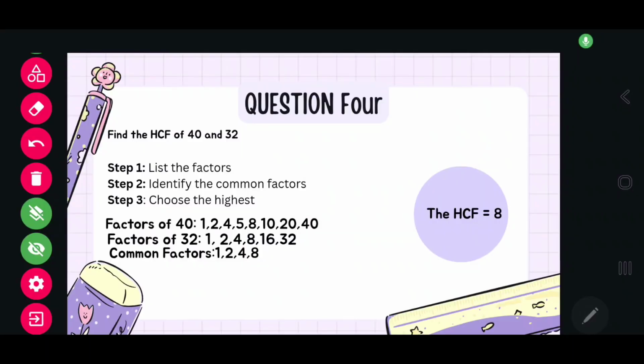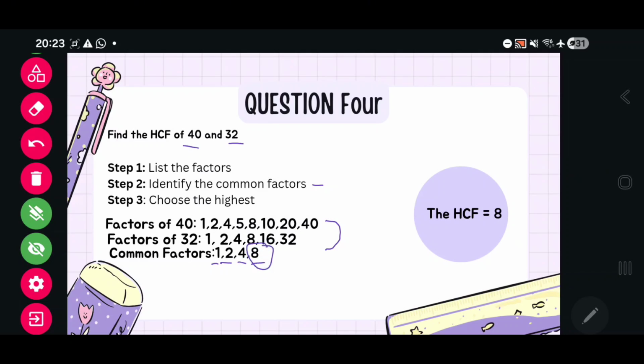It's asking us to find the HCF of 40 and 32. Step 1 again is to list all of the factors, which we have done here. The factors of 40 would be 1, 2, 4, 5, 8, 10, 20, and 40. And the factors of 32 would be 1, 2, 4, 8, 16, and 32. Then step 2 is to find our common factors, and we got 1, 2, 4, and 8. And our highest one would be 8.